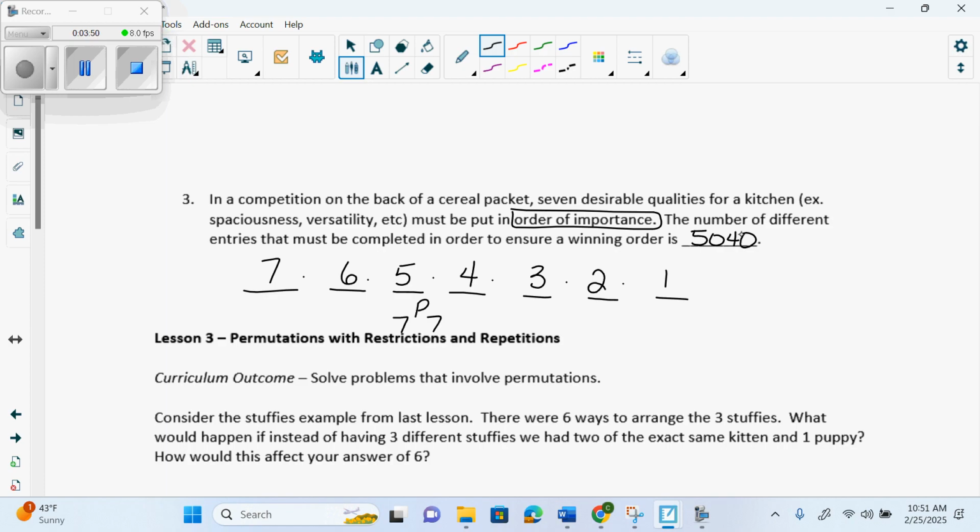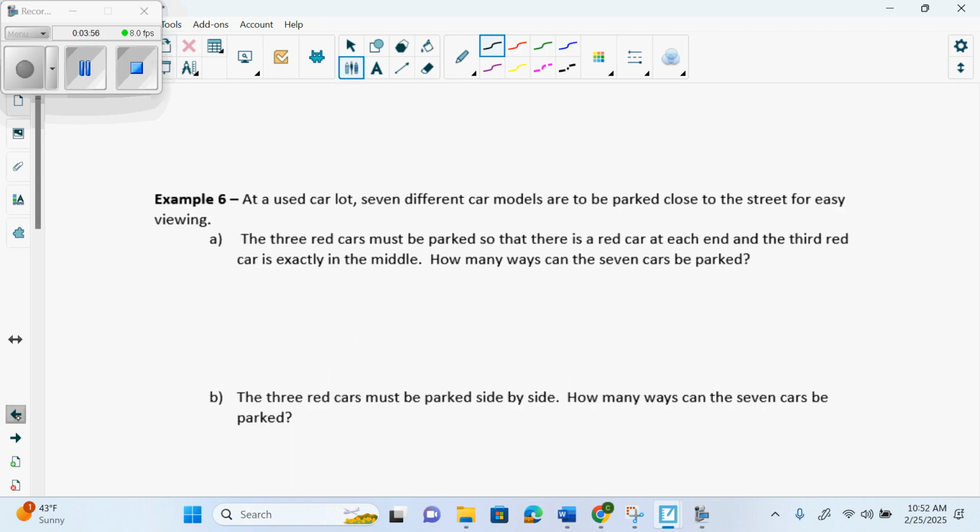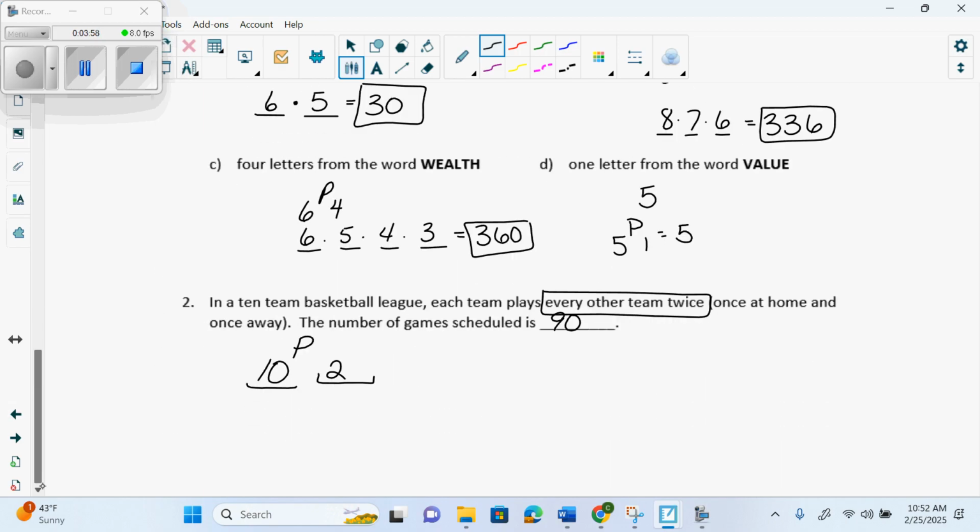Is it not? Am I wrong? What is it? No, because P makes home and away. It makes you have 2. If I did, now watch this. This is a good question. I'll come back to this for this. If I do 10P2, that's a home and away. If I do 10C2, that's saying I'm not giving it order, okay? So can everyone put 10C2 into their calculator?